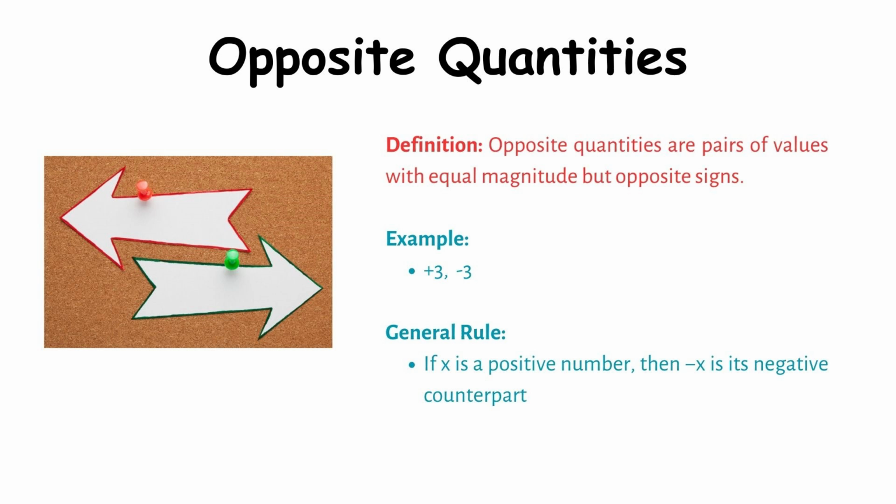In financial contexts, credits and debits can be seen as opposite quantities. A credit, money received, is represented as a positive number. A debit, money spent or owed, is represented as a negative number. For instance, if you have a credit of $100 (+100) and a debit of $50 (-50), your net balance can be calculated as 100 plus -50 equals 50.